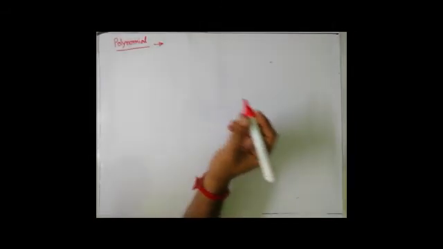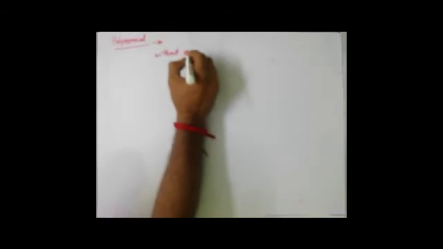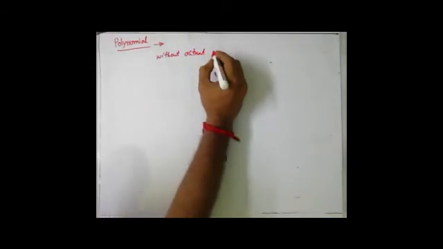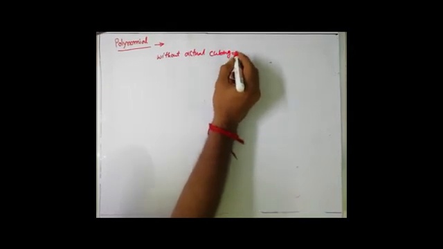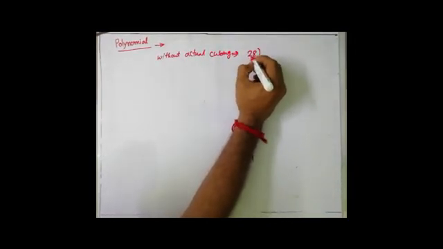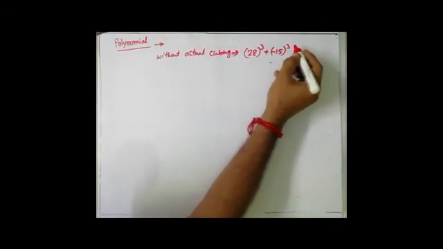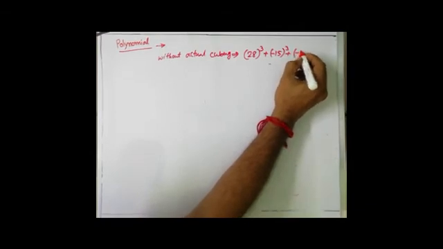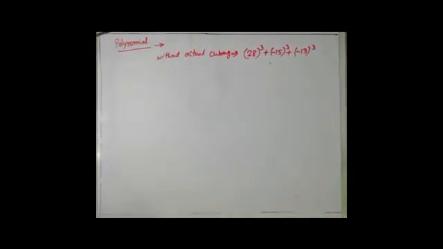Suppose this problem looks like this one. Without actual cubing, solve it: 28 cube plus minus 15 cube plus minus 13 cube. So what are we going to do here? Is there any shortcut method to solve it?